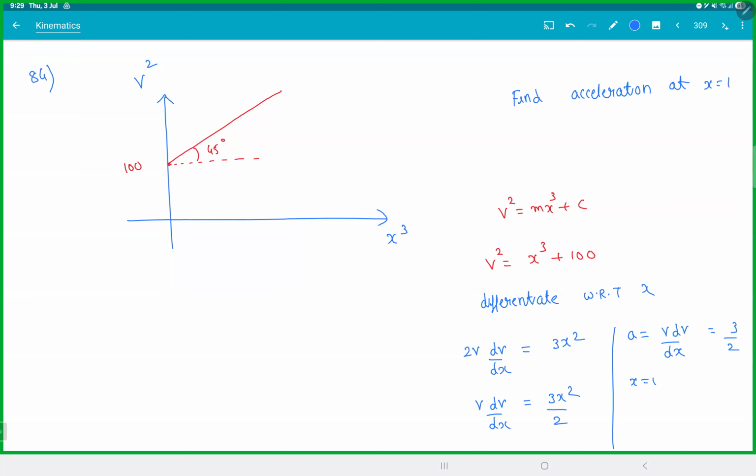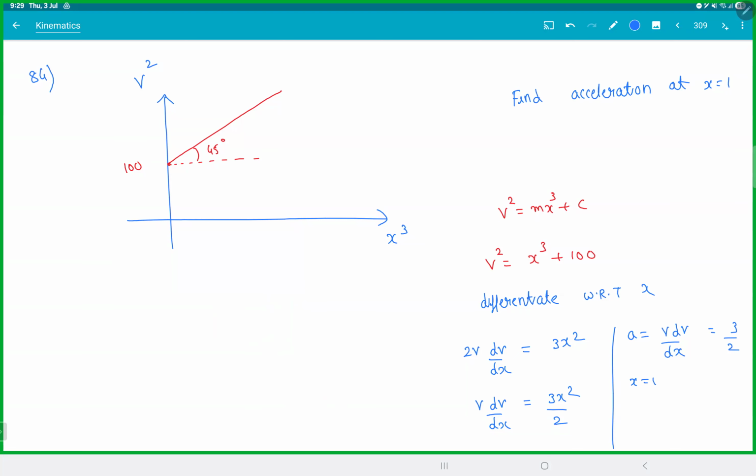So don't find v in terms of x and then differentiate. It will be lengthy. Directly differentiate v square. If you differentiate v square with d by dx, we are using the chain rule. It is 2 into the function, then differentiate whatever is inside. Luckily, that term becomes the acceleration term directly. Clear? That's the faster way.